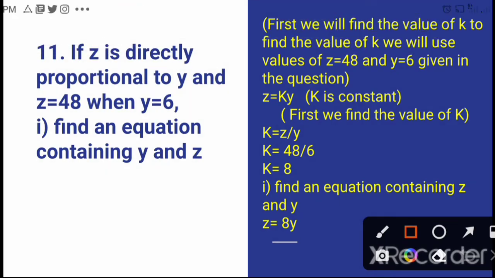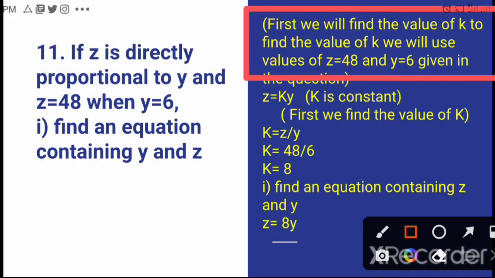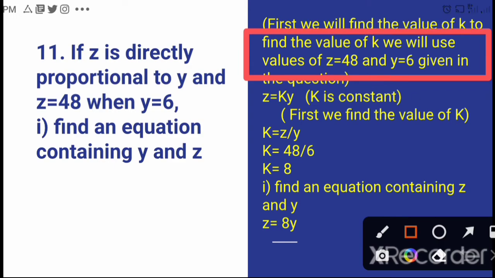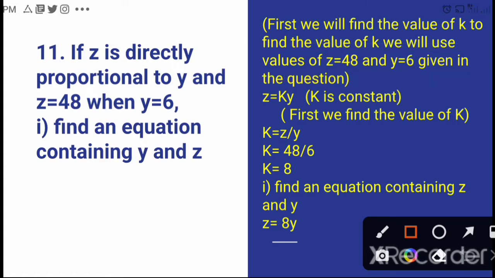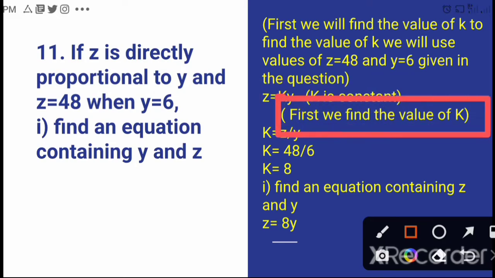To find the value of k, we will use the value of z is equal to 48 and y is equal to 6 in the question. So for this purpose, we will use the equation: z is directly proportional to y, so the equation will be z is equal to ky, where k is constant.